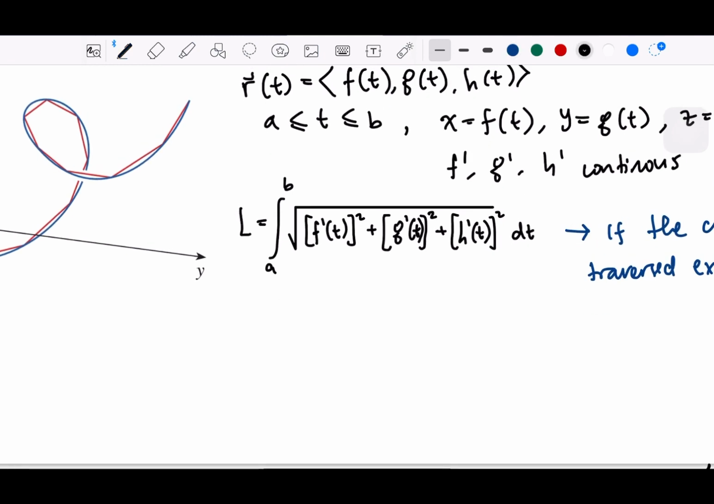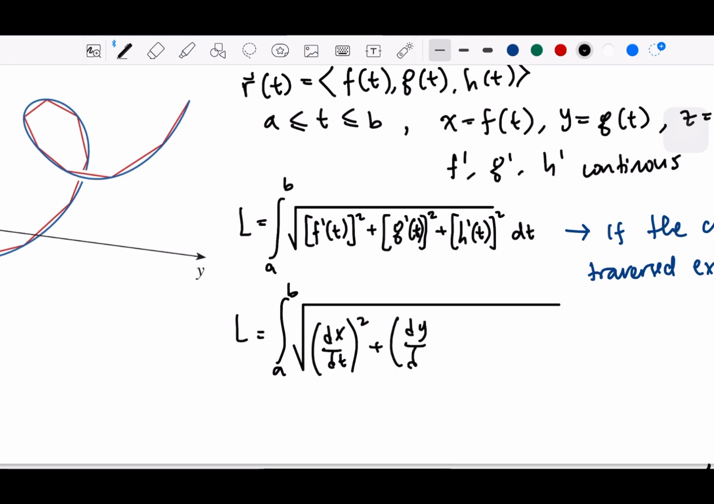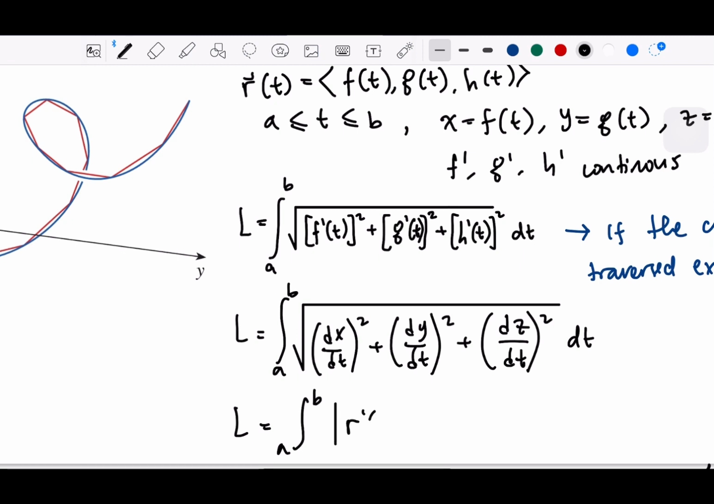Okay, now this can be simplified. Let me write first. This is going to be dx dt squared, dy dt squared, dz dt squared, and then dt. Now these equations, the squared form of all the components of the vector, is the magnitude value of the vector itself. So we can simplify this, so it's the magnitude of the r prime.